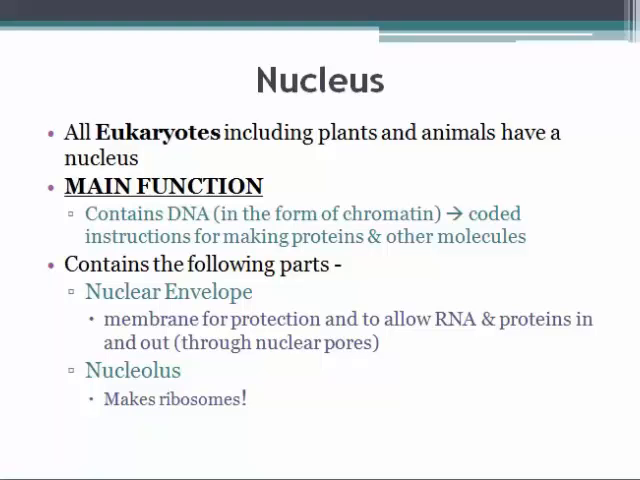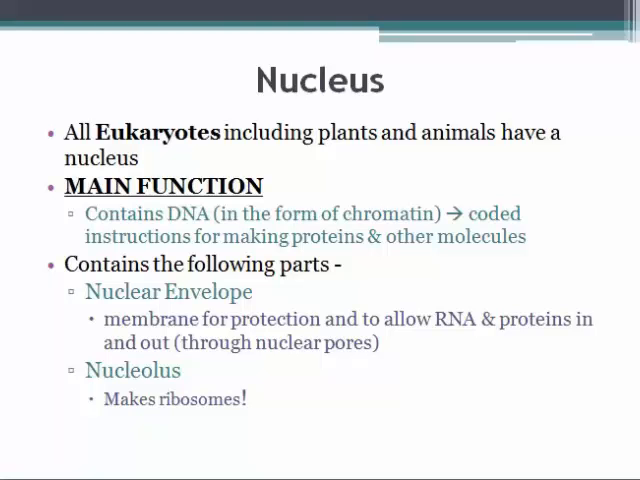So think of a peanut M&M. The peanut is basically all the DNA information. The outside is nice and protected with the thin candy shell, and then in between you have the chocolate, which would basically be represented by the chromatin that is in the nucleus. The main function is it basically contains, in the form of chromatin, coded instructions for making proteins and other molecules. This contains the following parts.